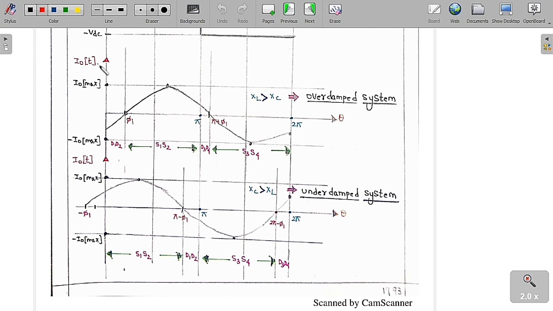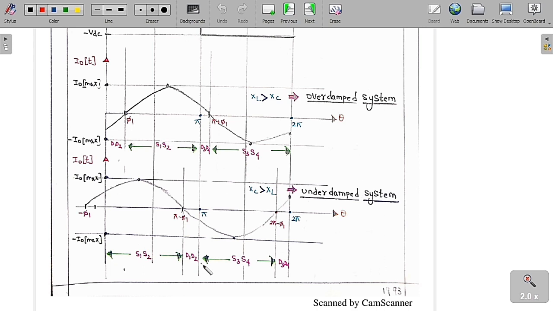So with the help of these things, we have drawn the output voltage and output current for two different conditions, one overdamped and one underdamped. And then we have also determined the range in which the diodes and transistors are going to conduct. See here, S1, S2 are going to conduct from 0 to pi minus phi 1. After that, D1, D2 are conducting, and at the moment D1, D2 are conducting, S1, S2 are going to get turned off by default because of the negative reverse bias voltage.